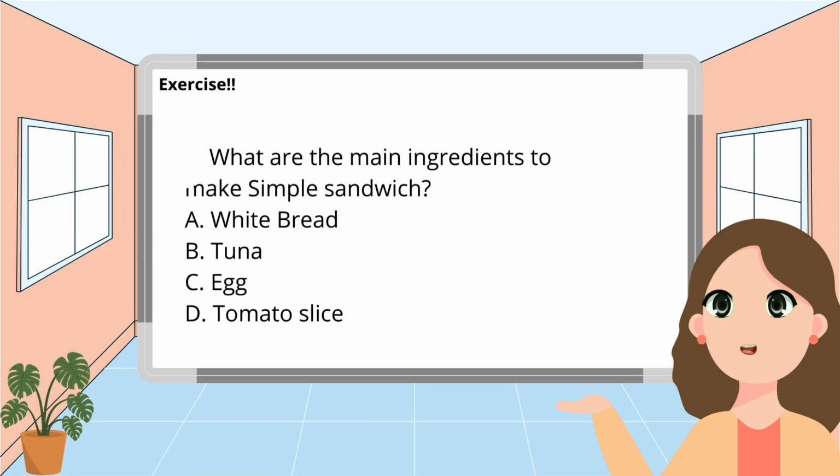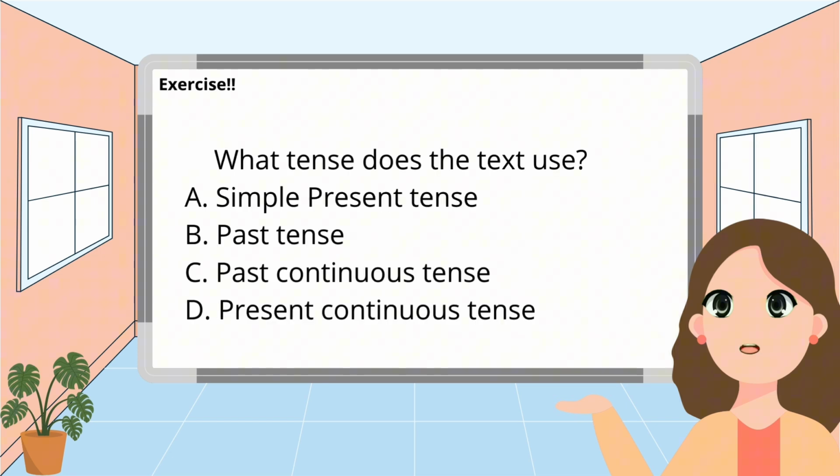Number 2. What are the main ingredients to make simple sandwich? A. White bread. B. Tuna. C. Egg. D. Tomato slice. Number 3. What tense does the text use? A. Simple present tense. B. Past tense. C. Past continuous tense. D. Present continuous tense.